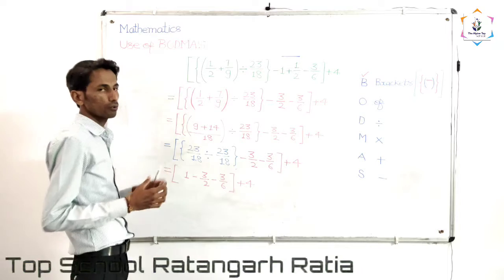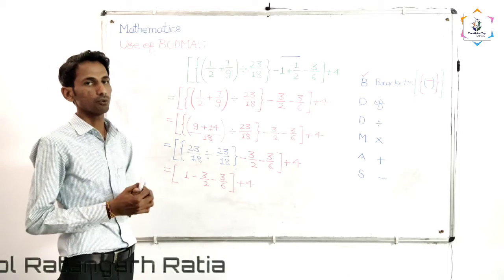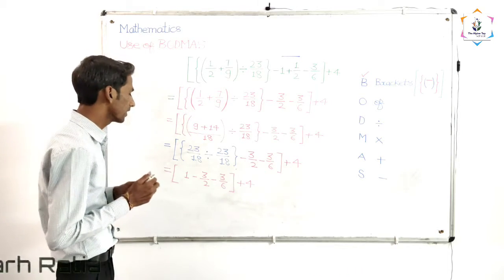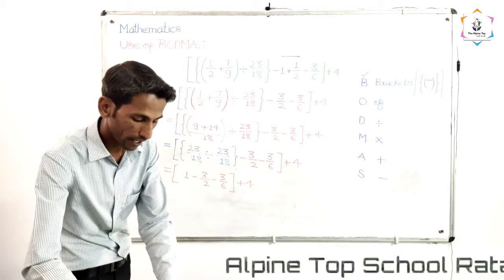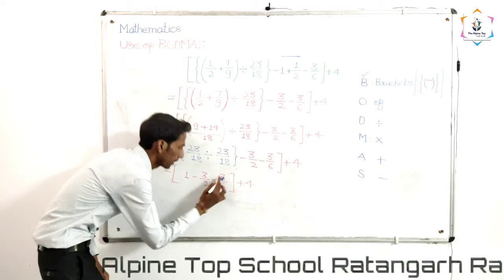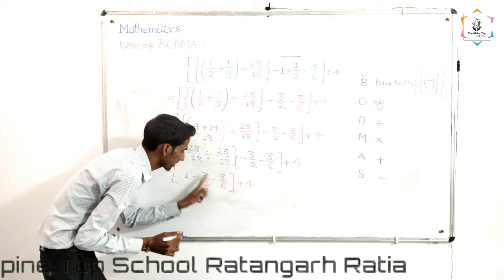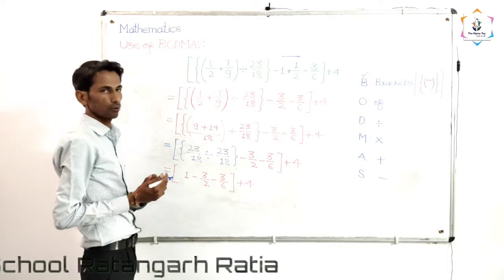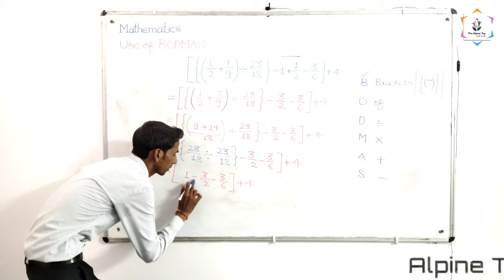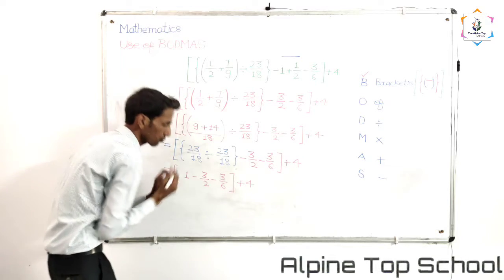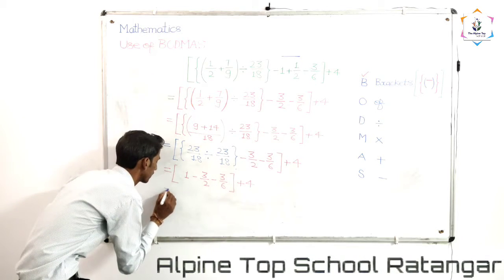Okay, to sort out this type of problem, what we have to do, see carefully. Dear student, we are observing here these two numbers, minus 3 by 2 and minus 3 by 6. It means 3 by 6 and 3 by 2, these two fractions are negative. If I take the minus as common from these two numbers, what will happen? See carefully.